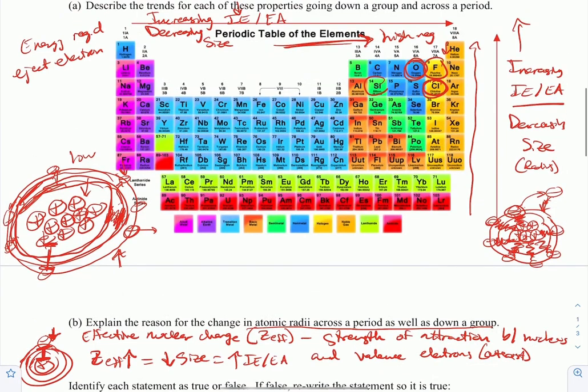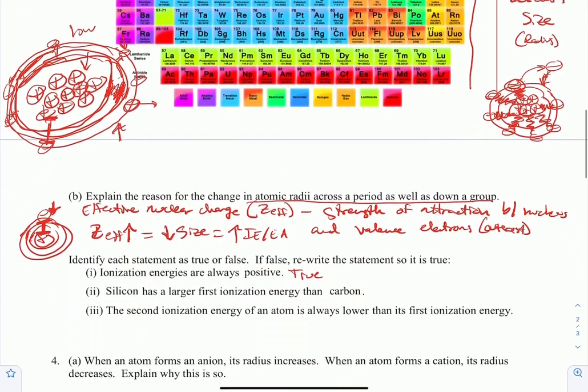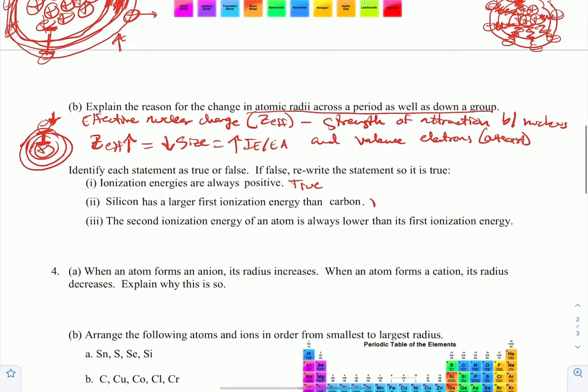Number 2 says silicon has a larger first ionization energy than carbon. Well, here's silicon and here's carbon. If we follow the trend, silicon should have a lower first ionization energy than carbon, right? So this is actually false, and I'm just going to put vice versa for simplicity, because it should be carbon has a larger one than silicon.